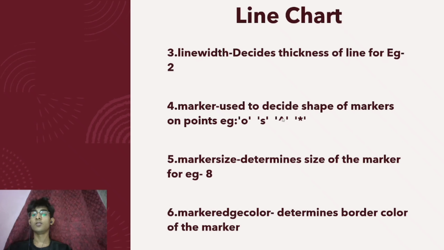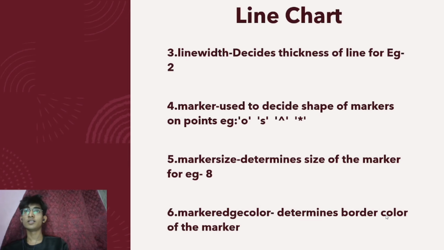Okay? We have O, we have a star. This one is mostly used. Fifth one is marker size. It determines the size of the marker. And we have a marker edge color which determines the border color of the marker. So it is used to set the border color of the marker.